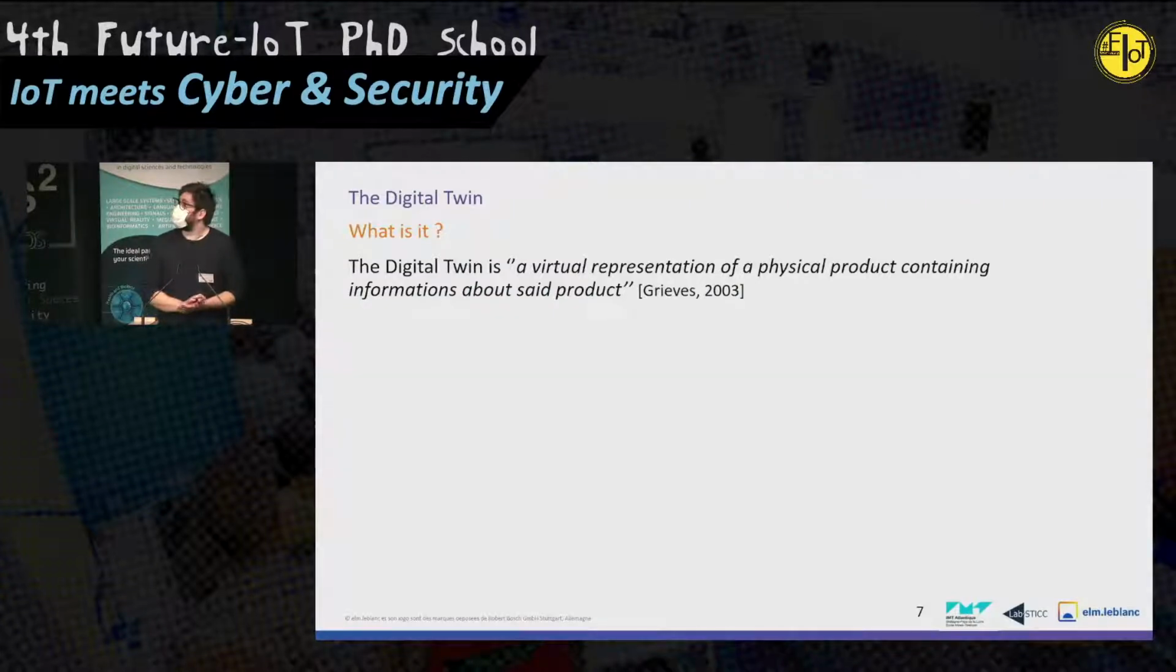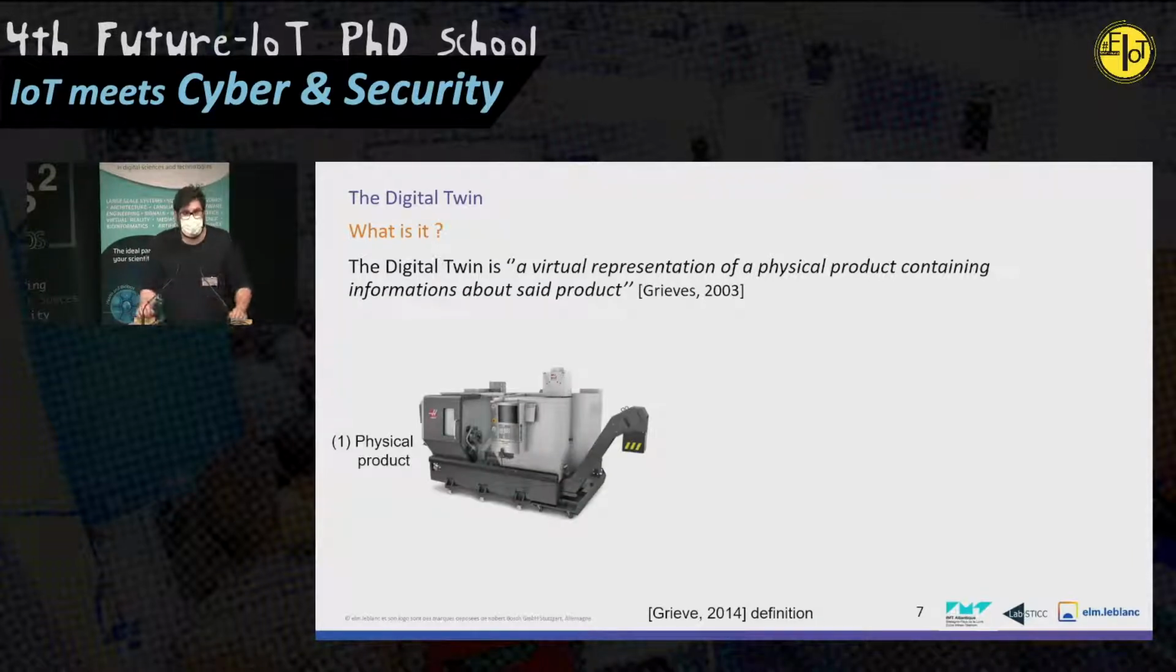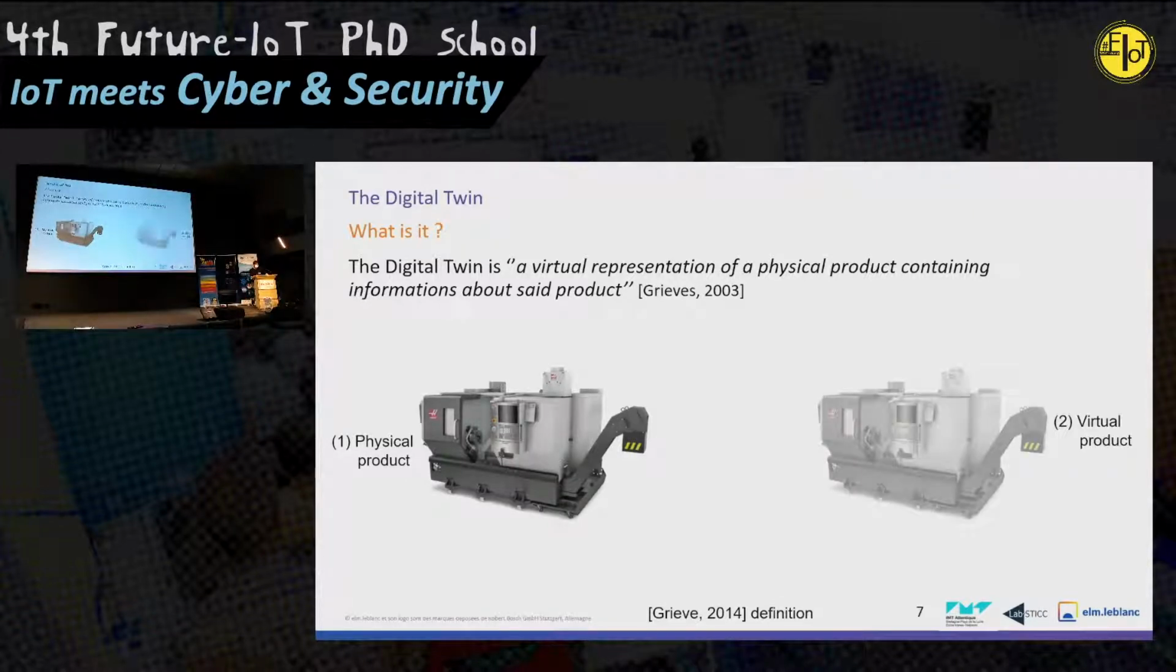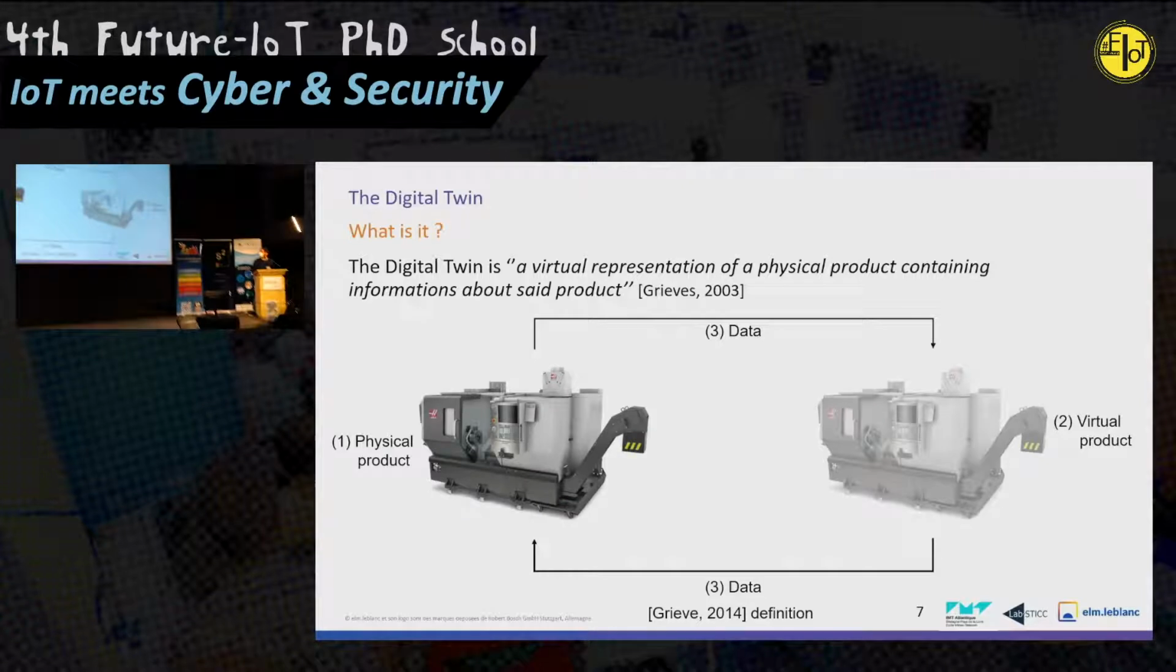So we'll first explain what a digital twin is. The first definition was in 2003 by Michael Grieves. It's a virtual representation of a physical product which contains all the information about the said product. More precisely, this definition was changed in 2014, and we defined 3 parts for the digital twin. We have the physical product, which can be a machine, a whole system, or just a screw, for example. We have the virtual product, which is a copy of this product, but virtual. And we have a bidirectional flow of data between these two twins.